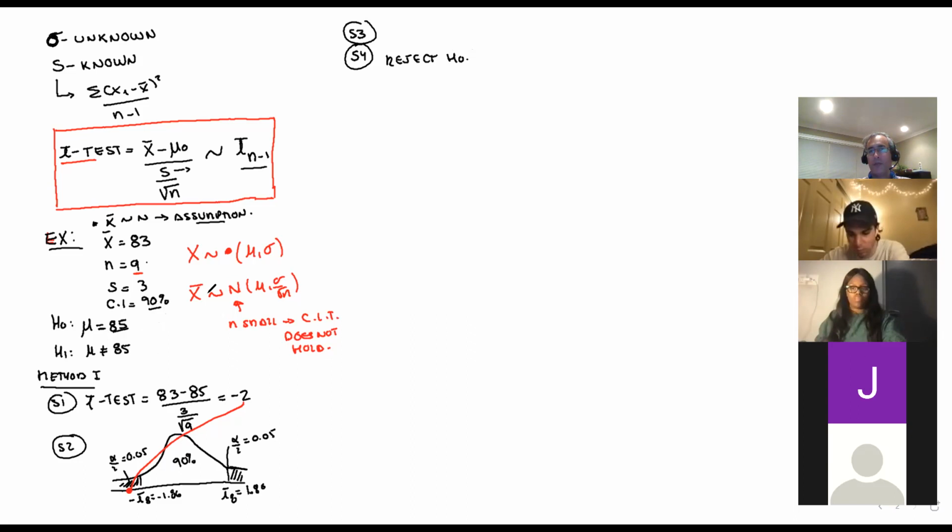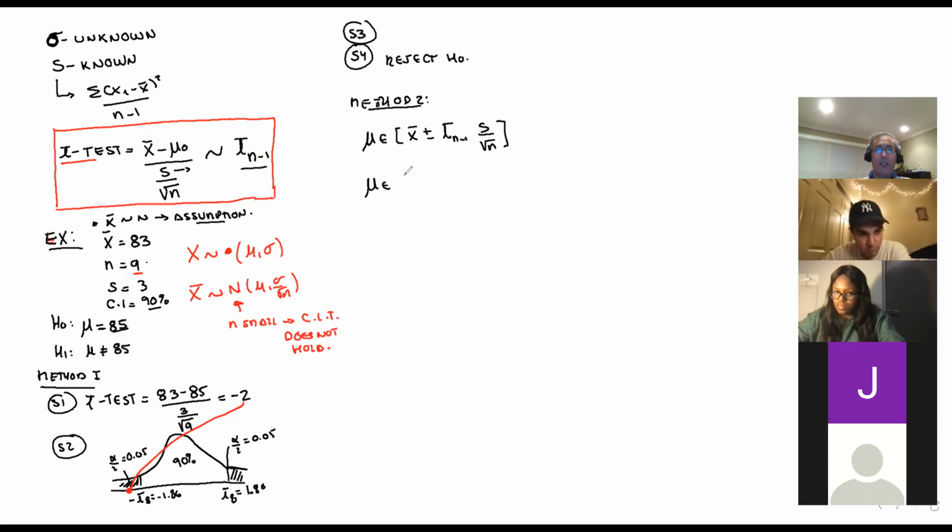Okay, so let's do method 2. Remember, method 2 is confidence intervals. I can do that because I have a non-directional test here. So my formula is going to be mu belongs to x bar plus minus t with n minus 1 degrees of freedom, times s over square root of n. So we simply replace the values and you help me. This is going to be 83 plus minus 1.86 multiplied by 3 divided by the square root of 9. Correct? So mu belongs to what interval? Someone can give me. 81.14, perfect. And the top? 84.86.